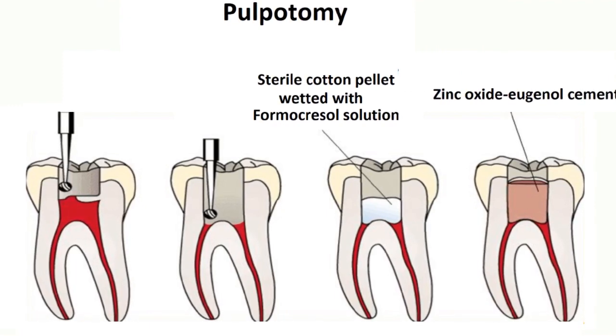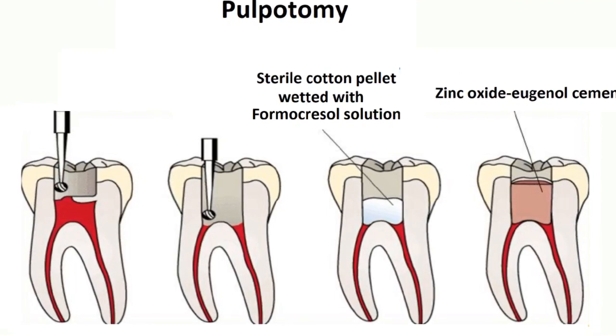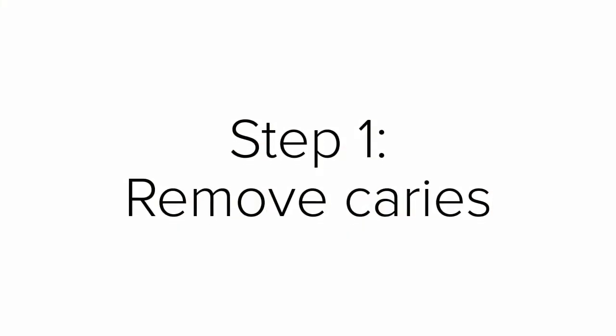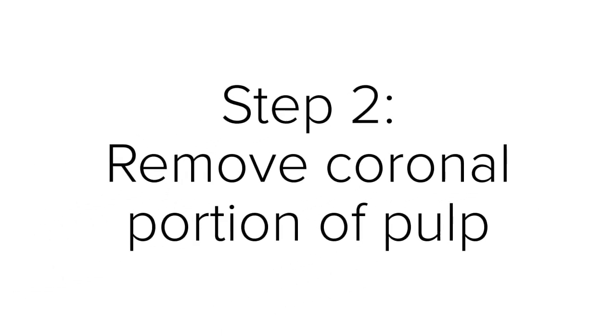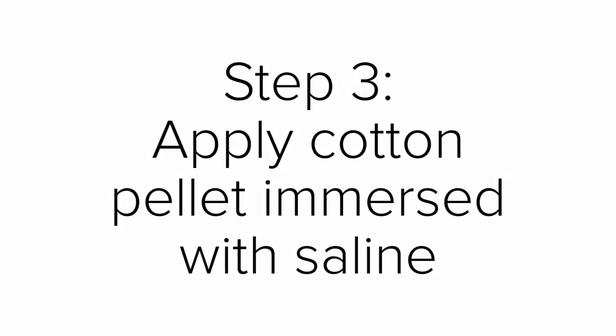So let's start once again repeating the full steps of the pulpotomy procedure. Now, step number one, after you give anesthesia and place rubber dam, you need to remove the caries fully with a low-speed round burr. Step number two, remove the coronal portion of the pulp. So all the pulp in the pulp chamber is removed fully. Now, in order to stop the bleeding, once you remove the coronal portion, you need to apply a cotton pellet immersed with a saline solution.